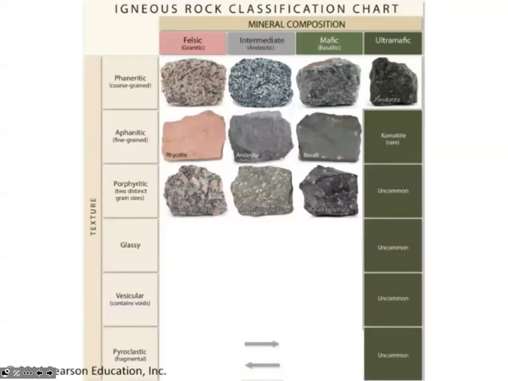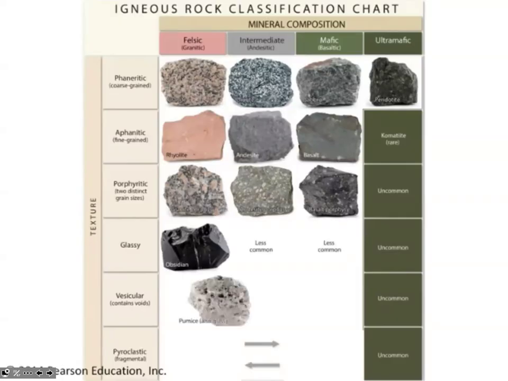You could have a glassy texture. This gives you obsidian. The most common way to get obsidian is with a felsic lava. However, you could also sometimes get it with andesitic or mafic lavas, but they're not as common. The next textural classification is a vesicular texture, such as we find in pumice or in scoria. Pumice tends to be more felsic, scoria tends to be more mafic.